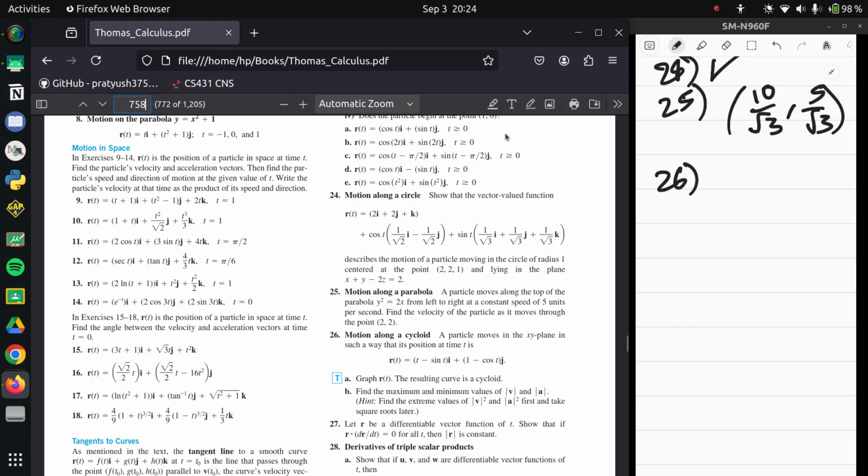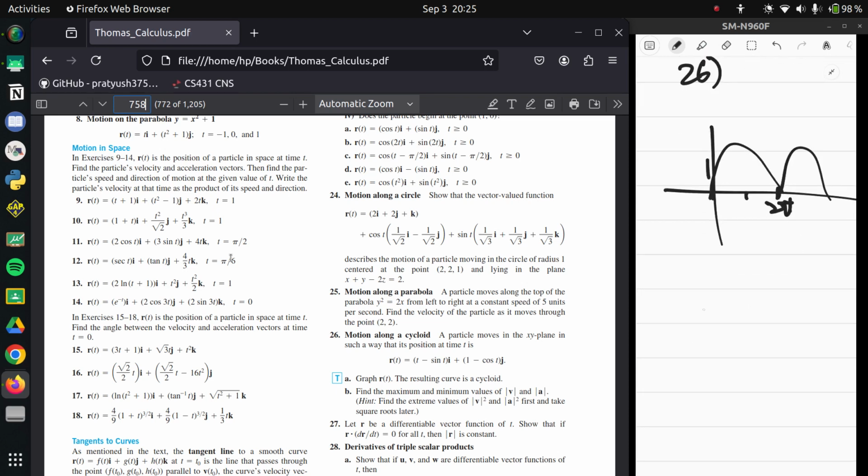Okay, motion along a cycloid. A particle moves in such a way that its position at whatever time, r of t, the resulting path becomes a cycloid. Okay, I saw this previously, didn't I? It's pretty easy to graph. This is like 2 pi stuff. Okay, what do we want? Find the maximum and minimum value of the speed and acceleration. The extreme values of these, take this obviously.